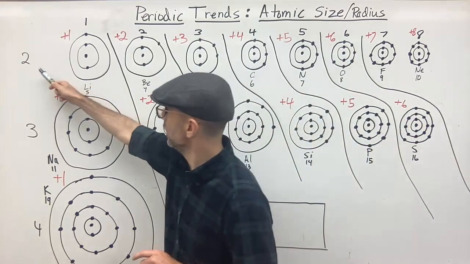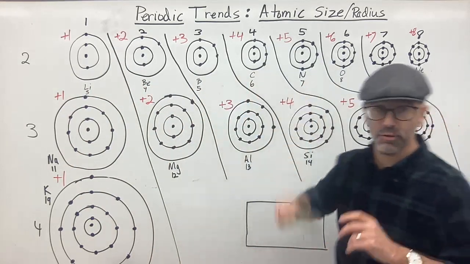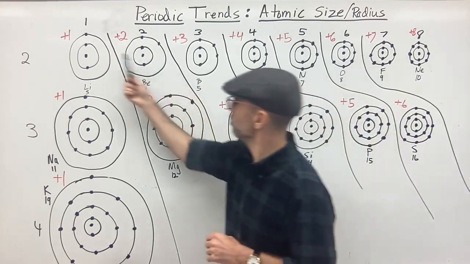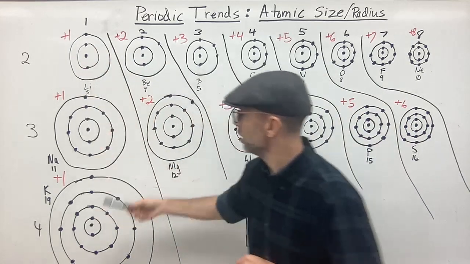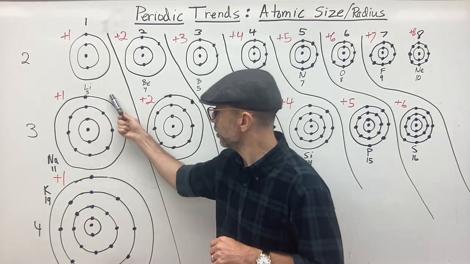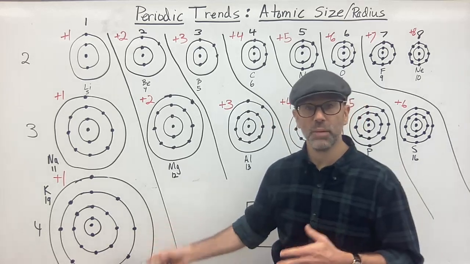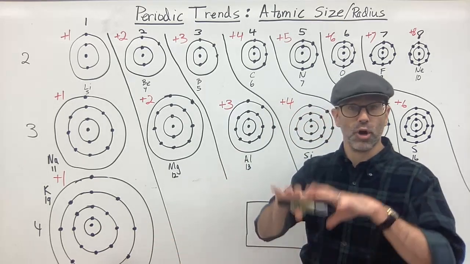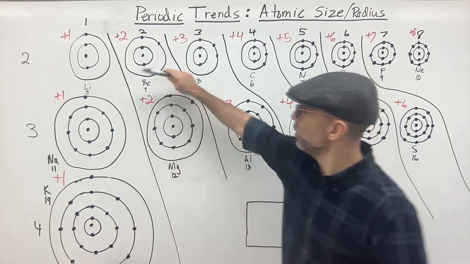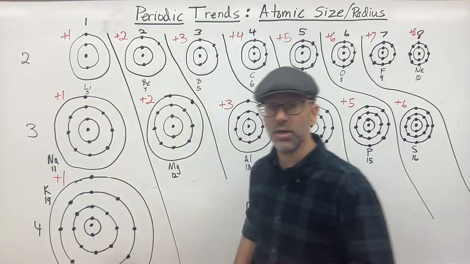But what does the period number tell you? Notice that all of the atoms in period 2 have what? They have 2 energy levels, 2 shells, right? Energy level number 1, number 2. Notice period 3, they have how many energy levels? 1, 2, 3. Period 4, 1, 2, 3, 4. So the period number tells you the number of shells or energy levels that an atom will have that's in that period. So what is causing the atom to get bigger?